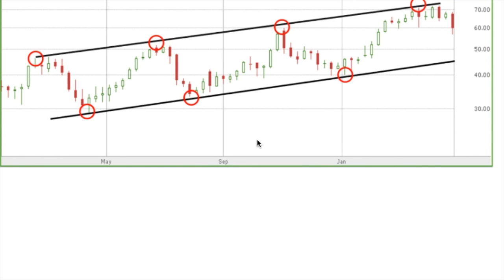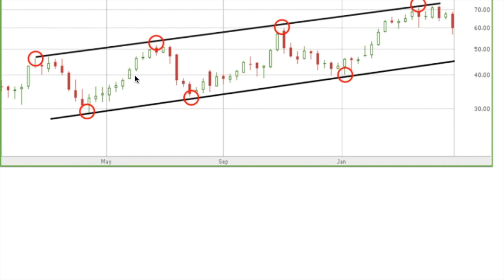Alright, now we're going to talk about something very similar to support and resistance. It's called a trend line, and this particular trend line is called a channel because it has a trend line on the bottom and a trend line on the top. And as you can see here, this is a stock trader's dream. It's very, very easy to see the pattern here.